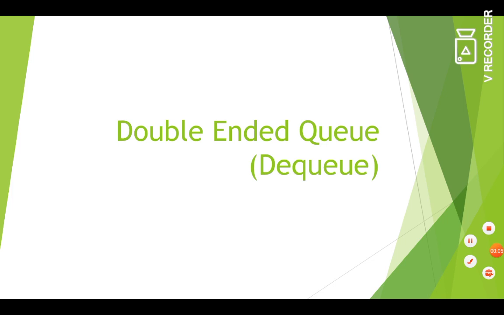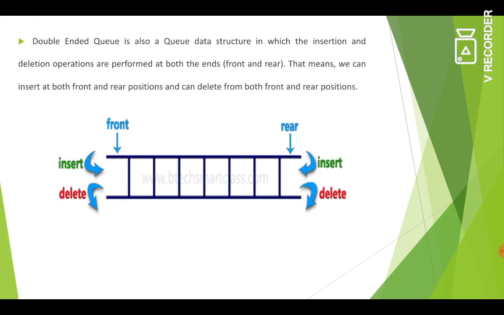Good morning, students. Today the topic is double-ended queue, that is DQ. Why is it called a double-ended queue? As the name implies, it is a queue data structure in which the insertion and deletion operations both are performed at both the ends.